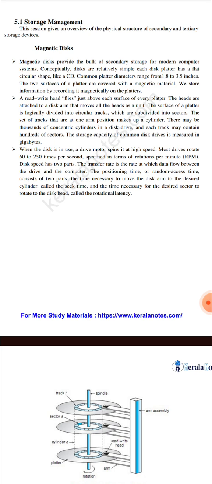Conceptually, disks are relatively simple. Each disk platter has a flat circular shape like a CD. Common platter diameters range from 1.8 to 3.5 inches.